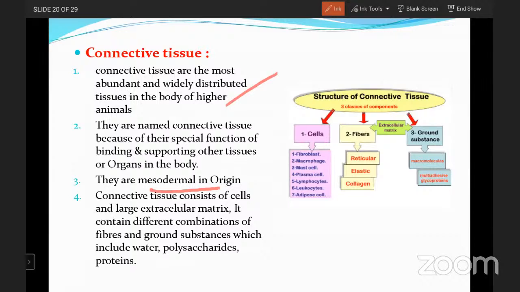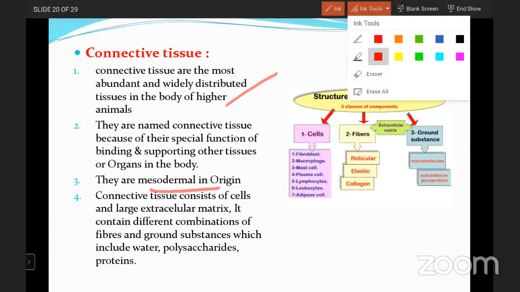Connective tissue consists of cells and a large extracellular matrix. It contains different combinations of fibers and ground substances, which include water, polysaccharides, and proteins. So let me explain in detail about all these points: extracellular matrix, ground substances, fibers, and cells. Okay, now let us go to this flow chart.